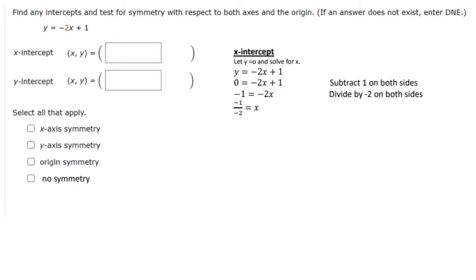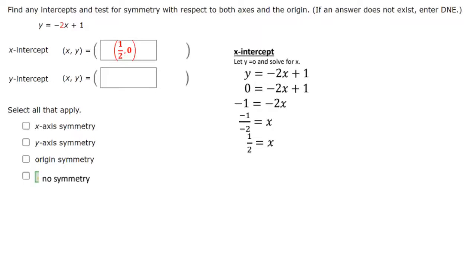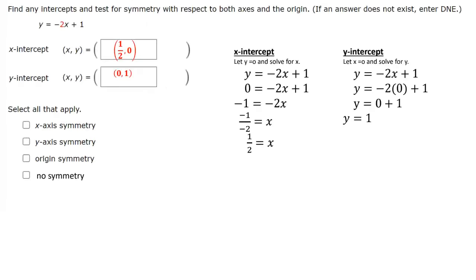When we do that, we get x is equal to positive 1/2. Yes? We put that as an ordered pair: when y is equal to 0, x is equal to 1/2. To find the y-intercept, we set x equal to 0. When we do that, we get y equals 1.